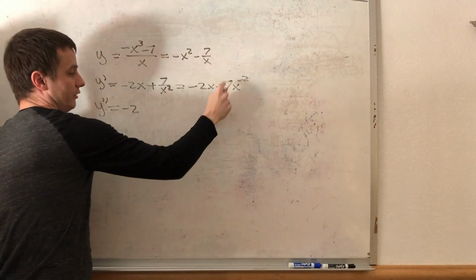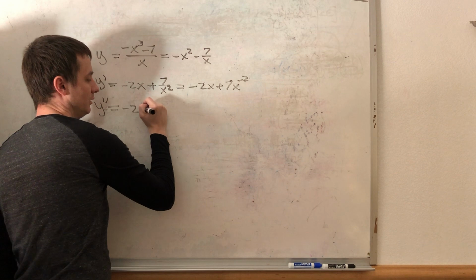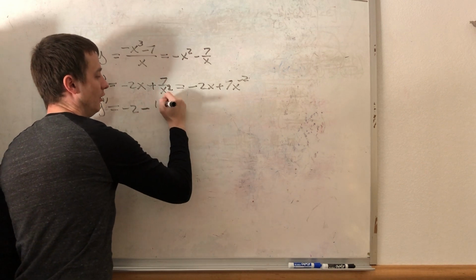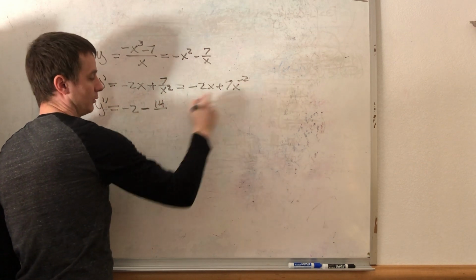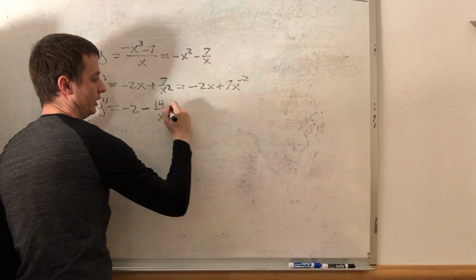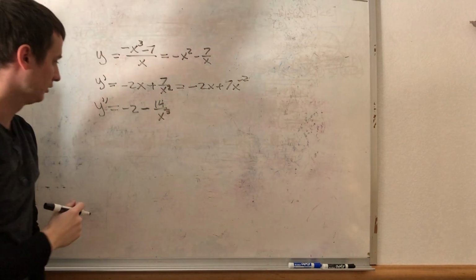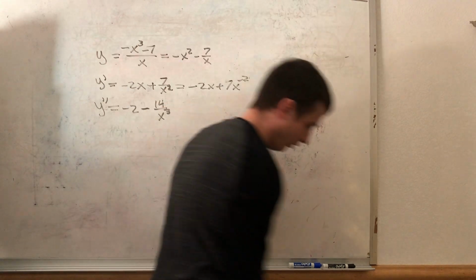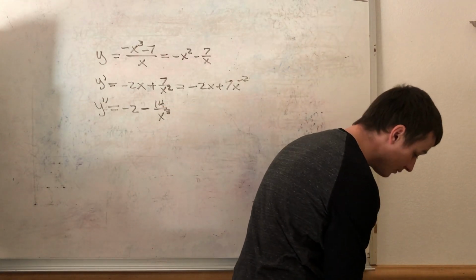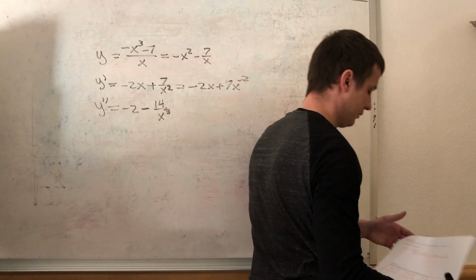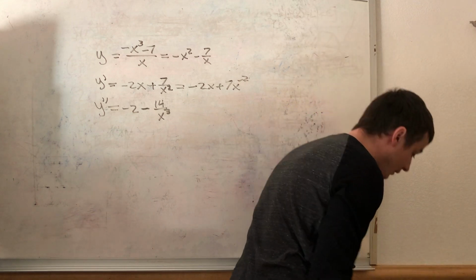So when I bring down that minus 2, that's going to leave me with a minus 14. So minus 14, and then subtract 1 is going to be x to the minus 3, or in other words, put x cubed in the denominator. So negative 2 minus 14 over x cubed is the answer. Okay, next.